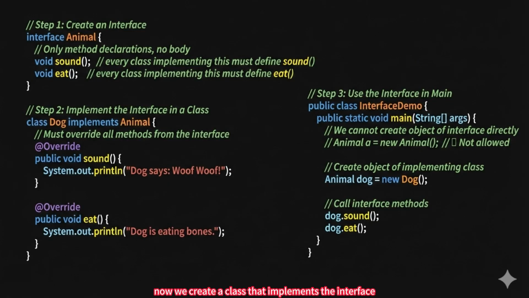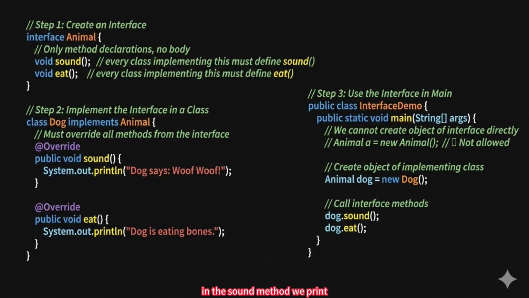Now we create a class that implements the interface. First we write the class keyword. Then we write the class name, here that is Dog. Then we write the implements keyword. After that we write the interface name Animal. Now inside this class we must give implementation for all interface methods. So we override the methods sound and eat and give the body.